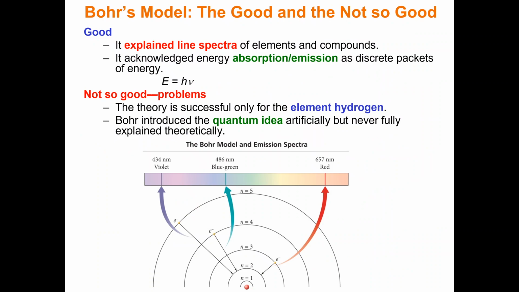So what's good about the Bohr model? Well, it explained the line spectrum of elements and compounds, and it acknowledged the energy absorption and emission as discrete packets of energy, and therefore we could calculate E is equal to h nu. The not so good about it: the theory is successful only for the element hydrogen. So Bohr introduced the quantum idea artificially, but never fully explained it theoretically.